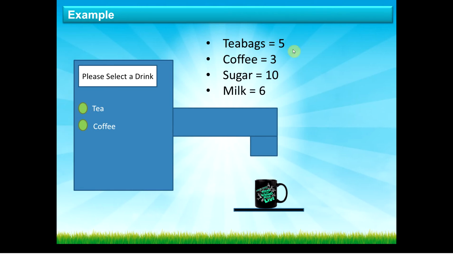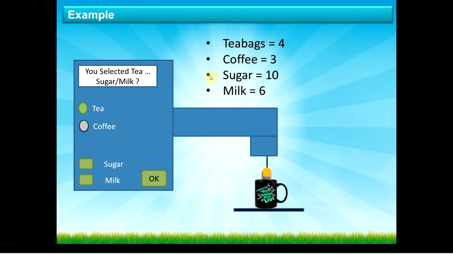These are variables here. You learned about those in the last video. So watch what happens to the variable when I select tea. As you can see, the tea bags went down by 1. It went down from 5 down to 4, and as you can see, that tea bag has been added to my mug.